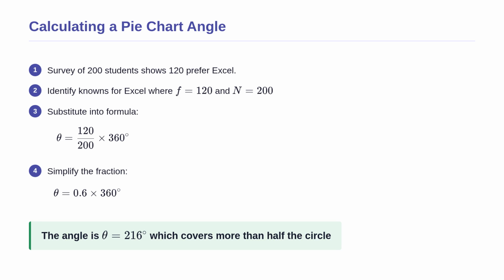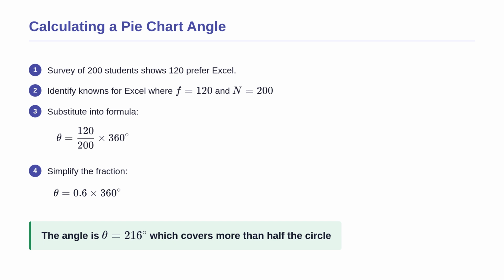Before we move on, let us see this formula in action with a concrete example. Suppose you surveyed 200 university students about their preferred digital presentation tool. 120 prefer Excel, 50 prefer Tableau, and 30 prefer Python. We need to determine the exact angle the software will calculate for the Excel slice.